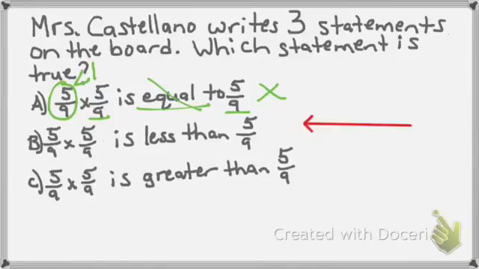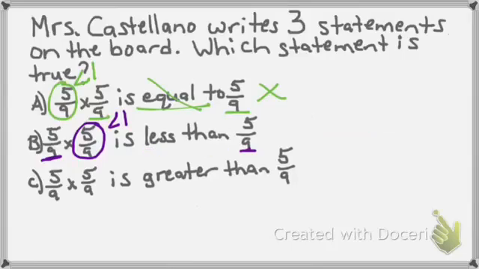Let's take a look at choice B. 5/9 times 5/9 is less than 5/9. Again, go to your last fraction and underline it. Find a fraction just like it in the problem. If there's 2, pick one and underline it. Circle the other fraction. That's the fraction we'll be multiplying by. Take that circled number. Is 5/9 greater than 1, less than 1, or equal to 1? Well, 5 is less than 9, so it's less than 1. And this one says less than. So choice B is the correct choice.